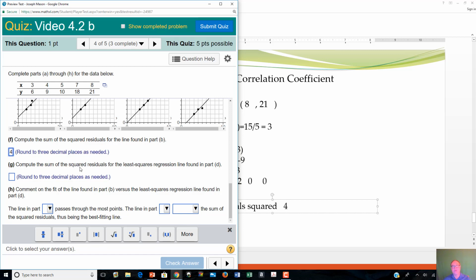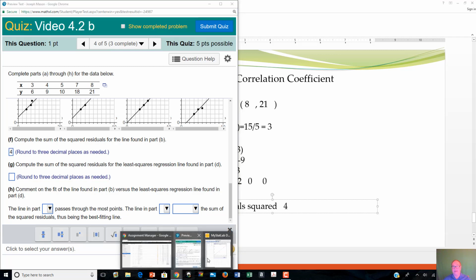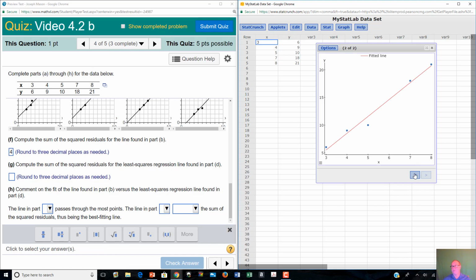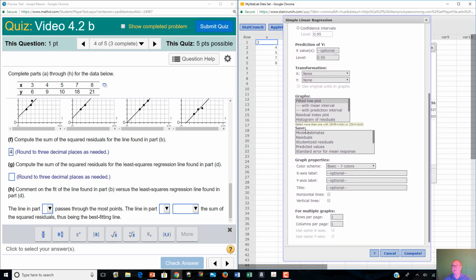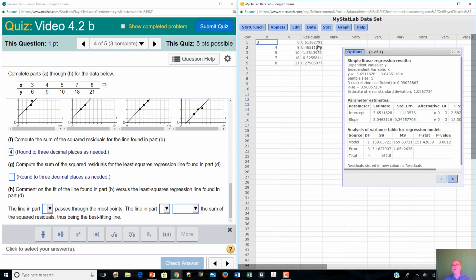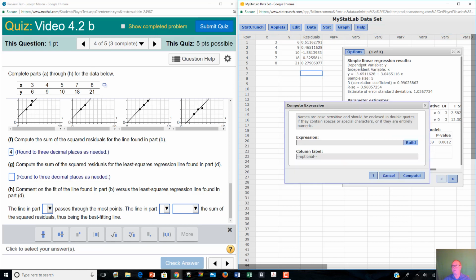And now compute the sum of the squared residuals for the least squares line found in D. Well, now I'm going to go back to my StatCrunch. Under options, I'm going to click edit. Remember I said if I want the residuals, under save I'm going to hit residuals. Now click compute. You notice it put my residuals over here in the spreadsheet. Now click anywhere in the spreadsheet, go under data, go down to compute, expression. Under expression, I'm going to hit build.